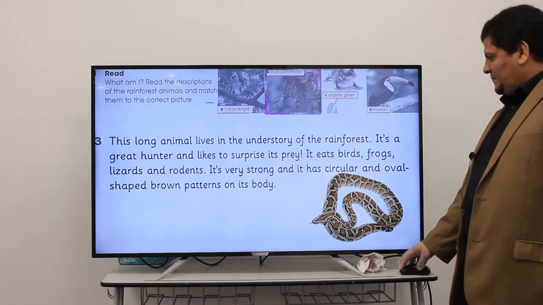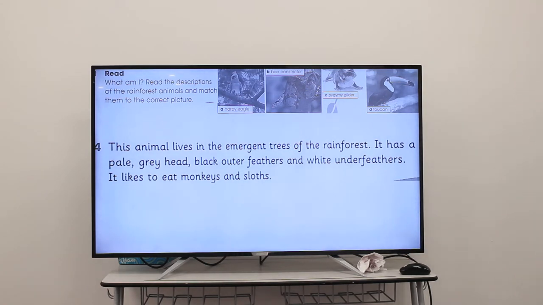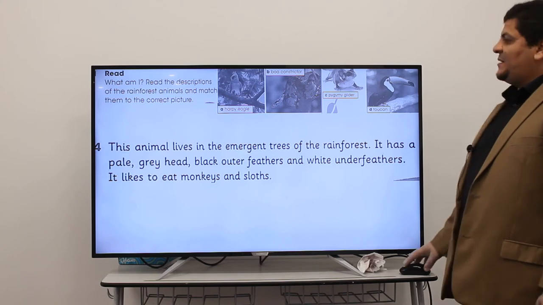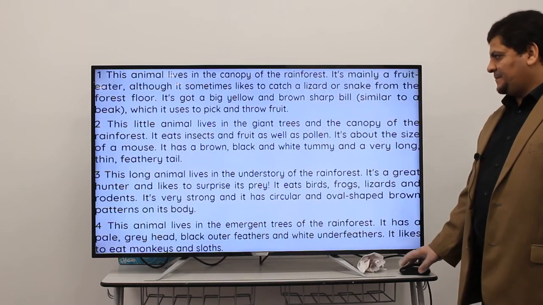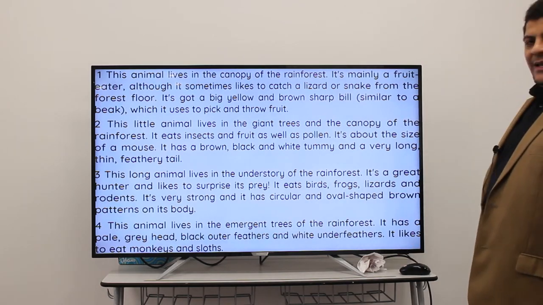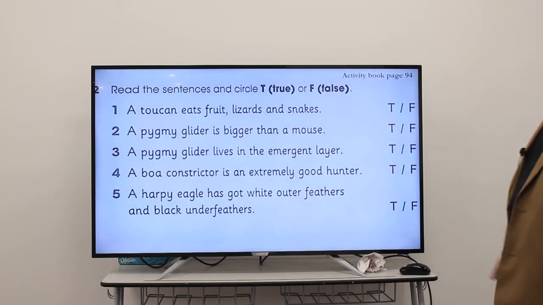Four, this animal lives in the emergent trees of the rainforest. It has a gray head, black outer feathers, and white under feathers. It likes to eat monkeys and sloths. Which one of them? Yes, it's the harpy eagle. Now I have collected all of them in one slide in case you want to read all of them. Okay, now let's go to your activity book, page 94.